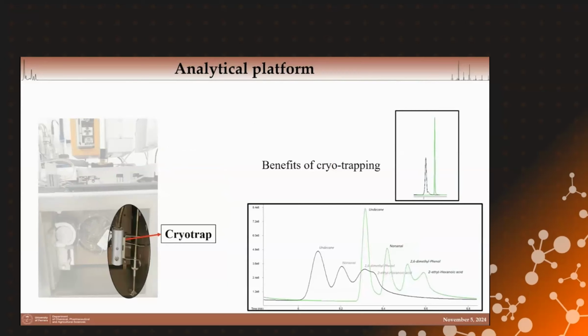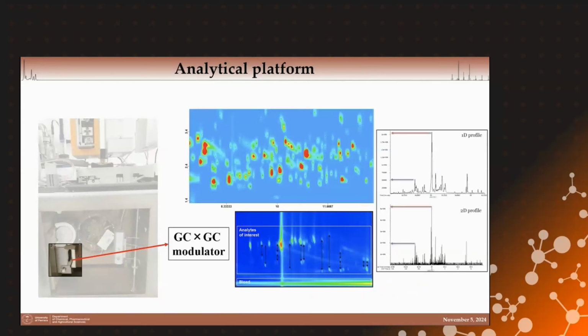Inside the oven, there is also a cryogenic trap, which ensures a secondary focusing and release of the analytes in the chromatography column, with benefits in terms of sensitivity and also peak shape and chromatographic resolution. Following, we also have the GCGC modulator. In this case, it's a cryogenic modulation used to get all the benefits of GCGC, but for time reasons, I don't have time to show them.